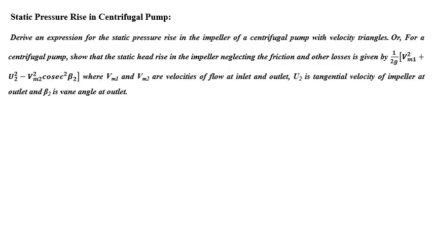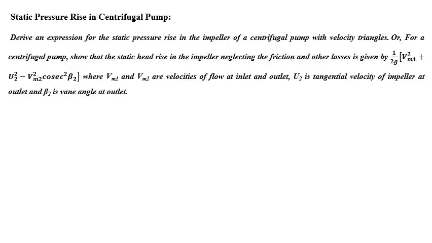So we will get questions like this: derive an expression for the static pressure rise in the impeller of a centrifugal pump with the velocity triangles. Or sometimes we will get questions like this: for a centrifugal pump, show that the static head rise in the impeller, neglecting friction and other losses, is given by 1 by 2g [Vm1 square plus u2 square minus Vm2 square cos square beta 2].